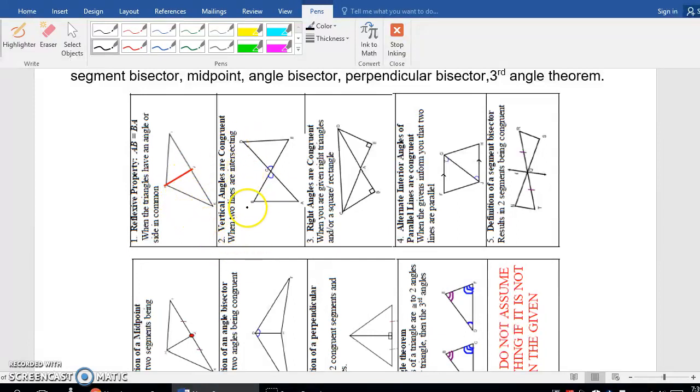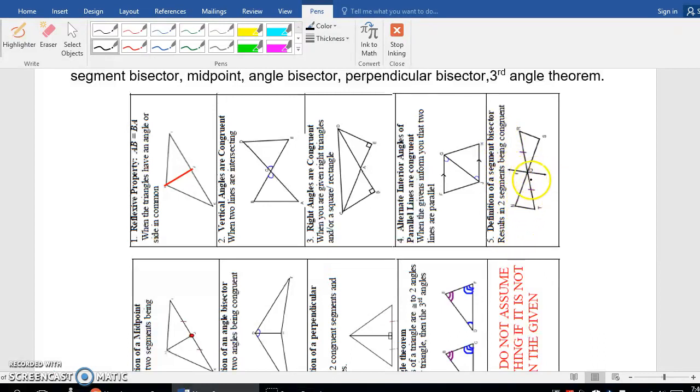Number 2, vertical angles are congruent. When two lines are intersecting, these angles across from each other are congruent. 3, right angles are congruent. All right angles are 90 degrees, therefore they are congruent. 4, alternate interior angles of parallel lines are congruent. So you need to make sure if we see these notations for parallel lines that we remember the alternate interior angles are congruent.